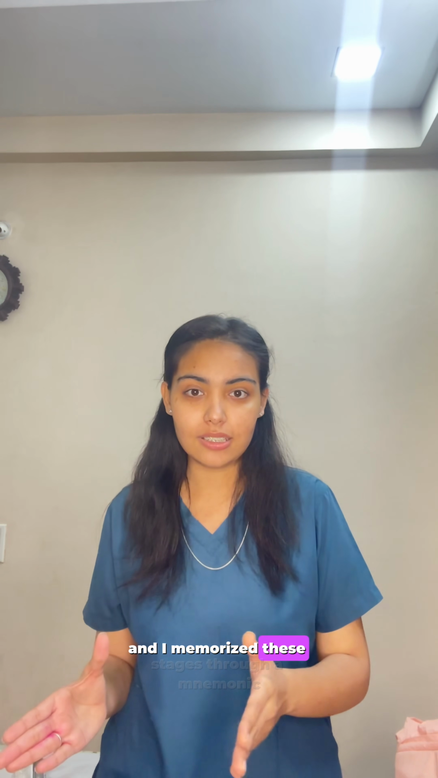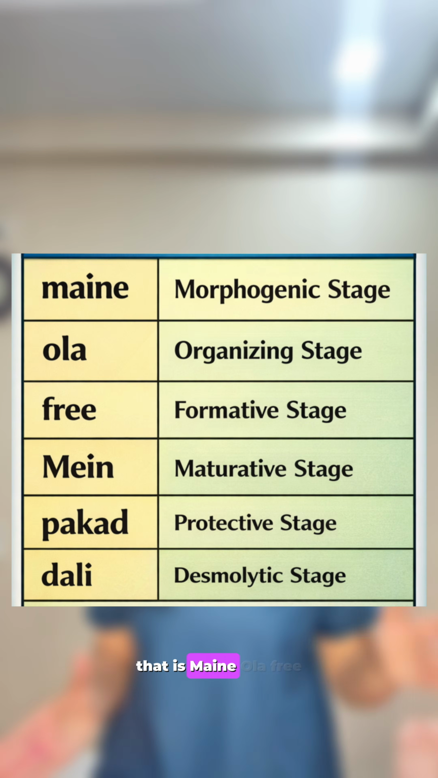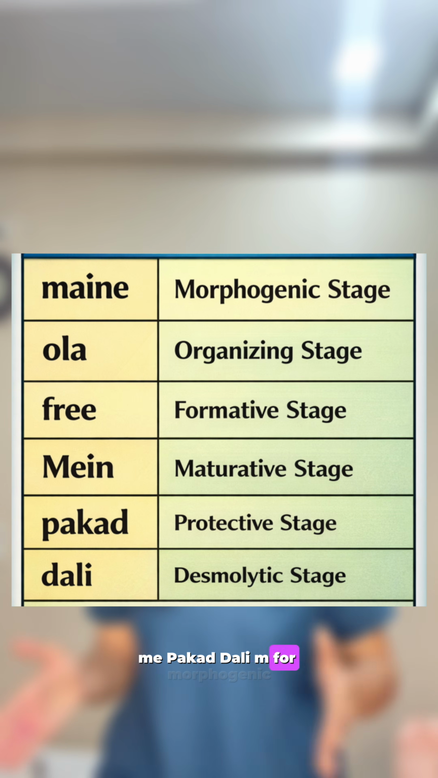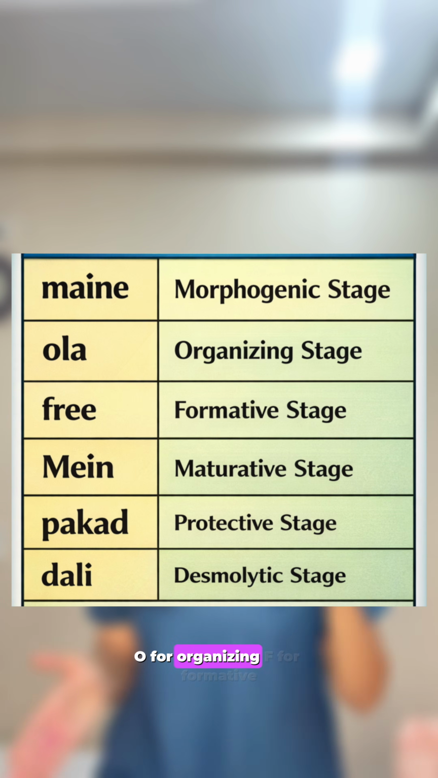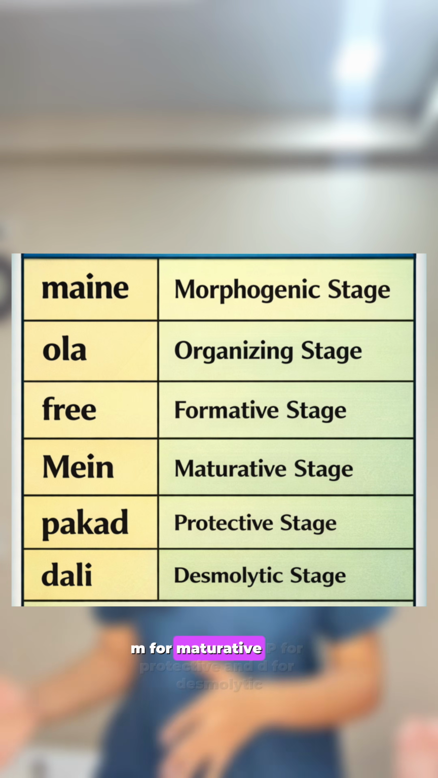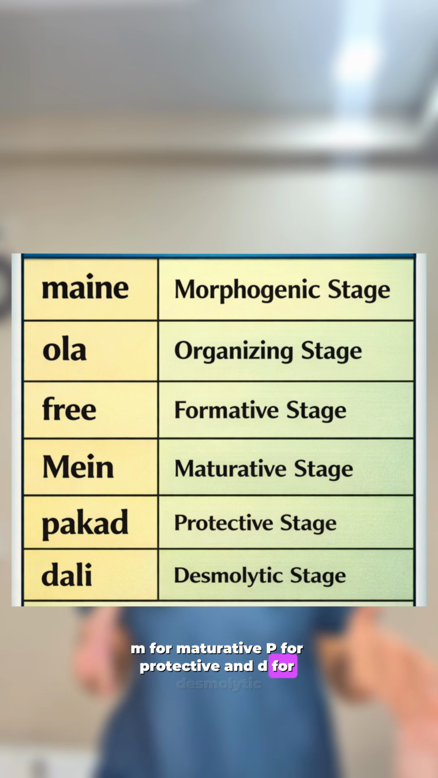and I memorized these stages through a mnemonic, that is मैंने ओला फ्री में पकड़ डाली. M for morphogenic, O for organizing, F for formative, M for maturative, P for protective, and D for desmolytic.